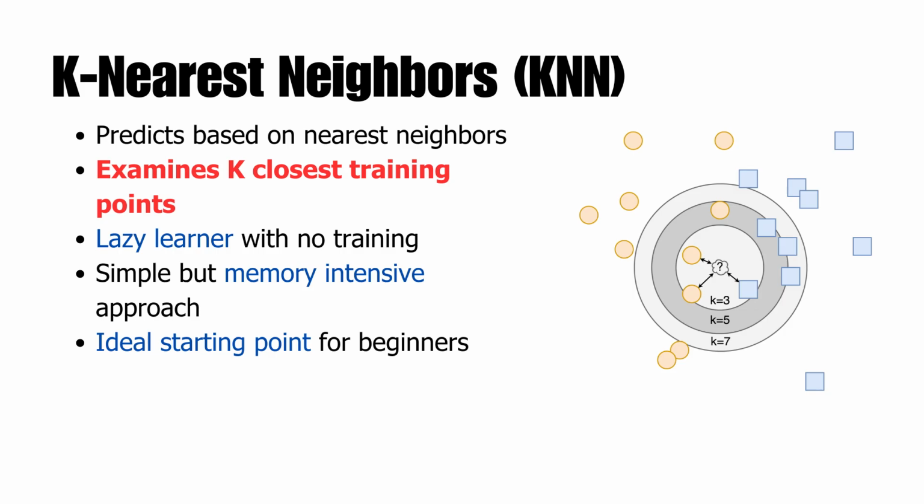KNN never constructs an explicit model at training time. It always relies on the saved data, and thus it is a lazy learner. While simple and efficient with small numbers, it is slow and memory-hungry with big numbers. But its simplicity and ease of comprehension make it an ideal starting point for non-parametric models.